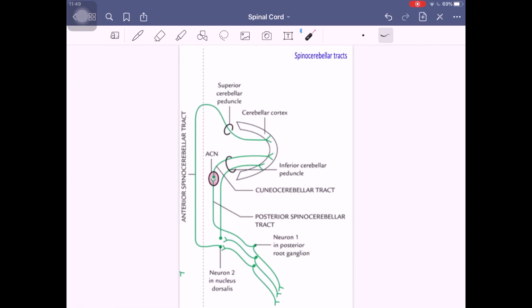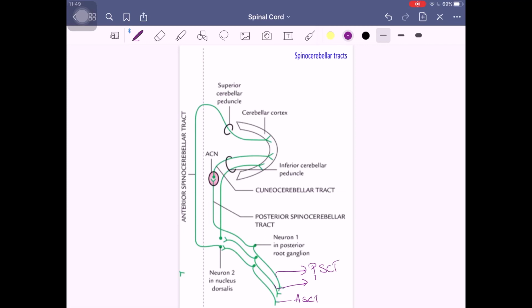Now you can see here what we are seeing. Here the cuneo-cerebellar is here. Okay, the posterior spinocerebellar is here. So this one is your anterior spinocerebellar. Let me use this. This is your anterior spinocerebellar tract, and the middle one, which one? Okay, not this one. This one is your posterior spinocerebellar tract.